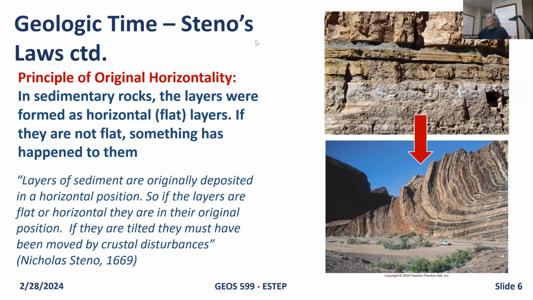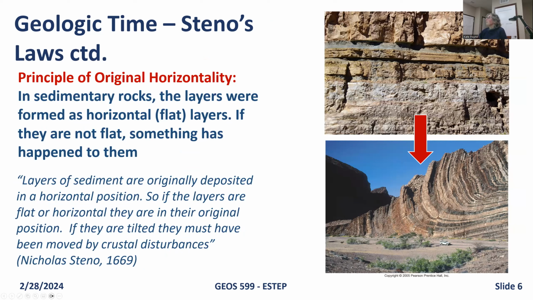And the third key law is the principle of original horizontality. So what this says is in sedimentary rocks, the layers were formed as horizontal flat layers. If they are not flat, something has happened to them. So this is reasonably logical.